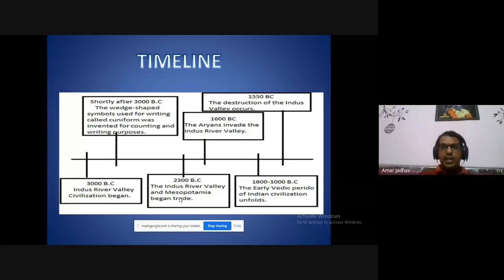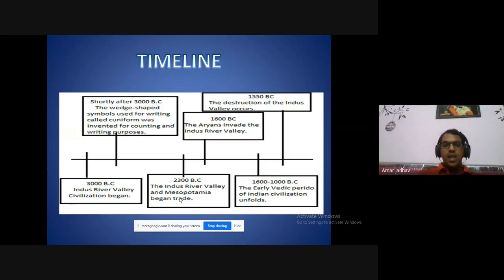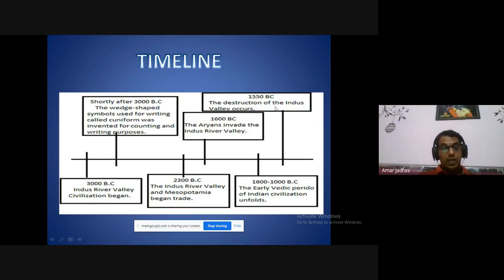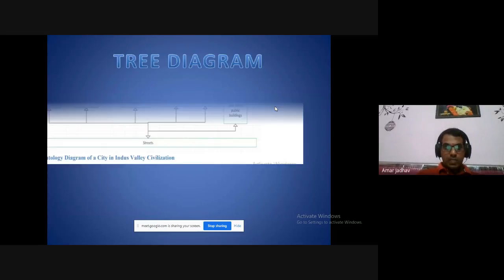Okay, they were having trade. Now we will talk about trade in a further slide as well, but right now we'll understand on a small scale that they were doing trade. Now, even if we see further, then Aryans started invading, then the early Vedic period unfolded, and then later on the destruction of Indus Valley Civilization. That means it got destroyed, right? So let's see a little bit about Indus Valley Civilization.